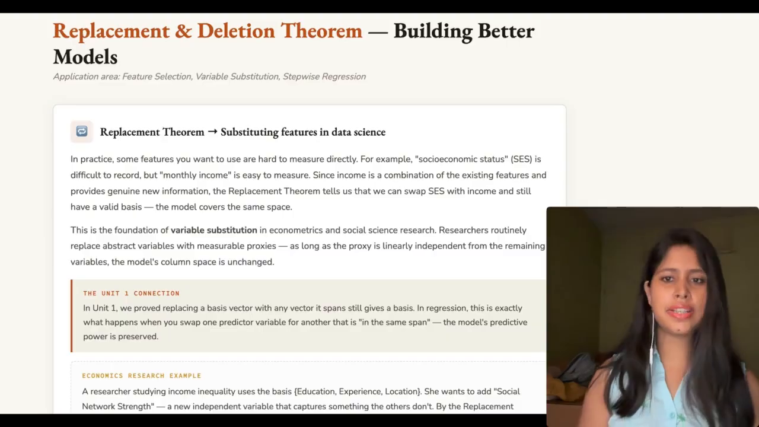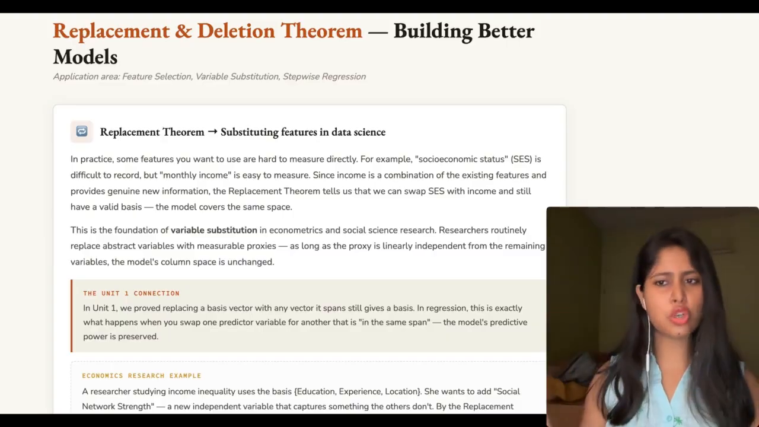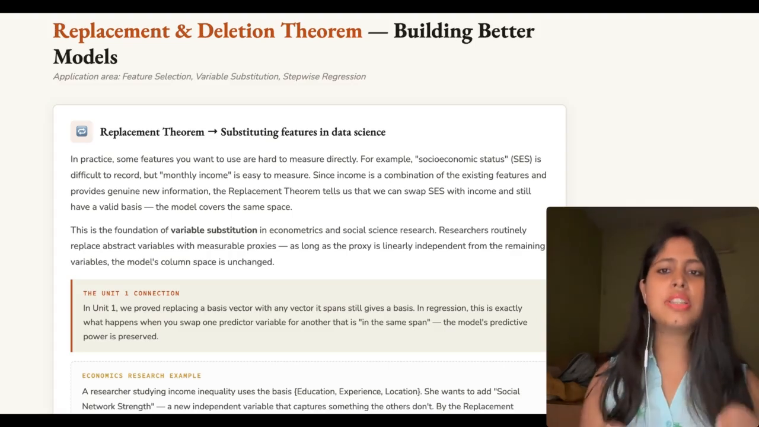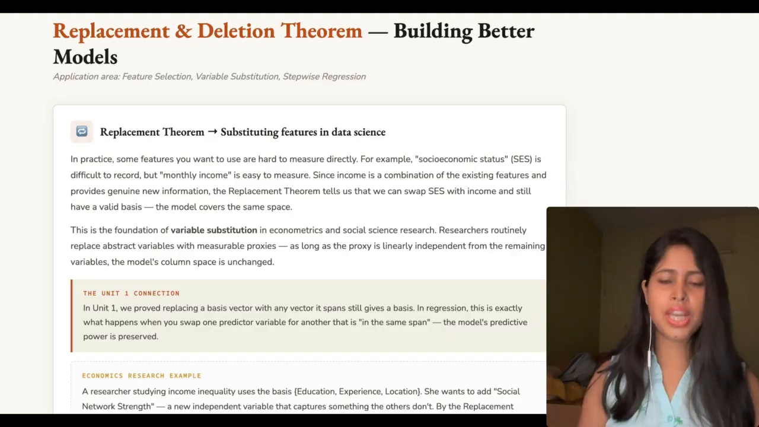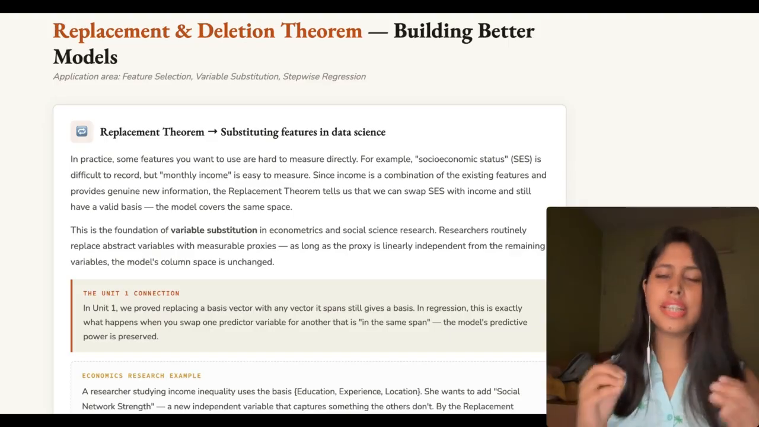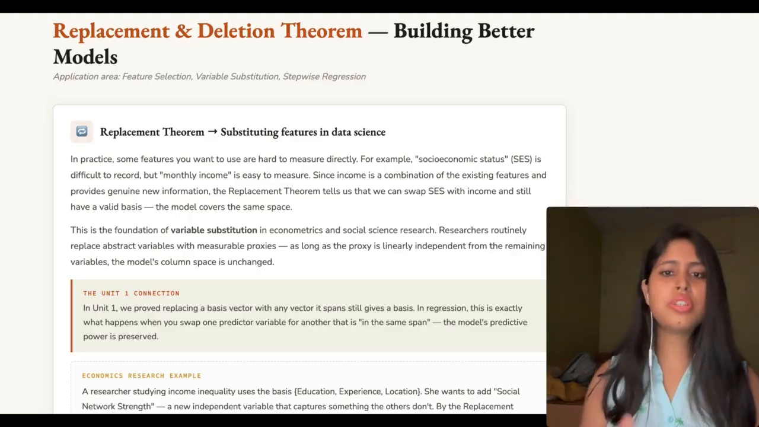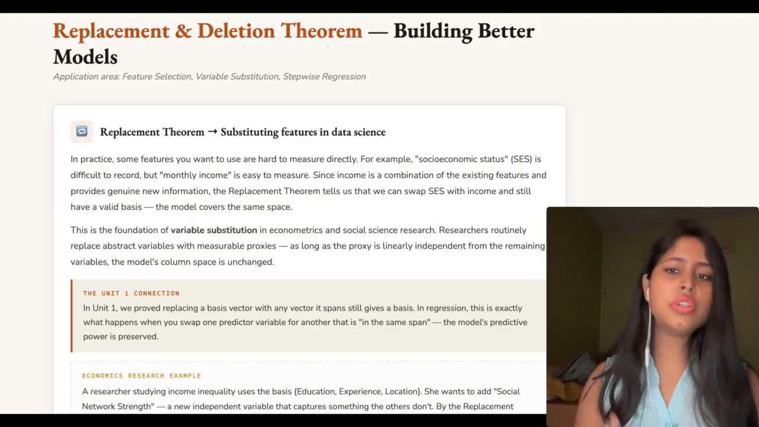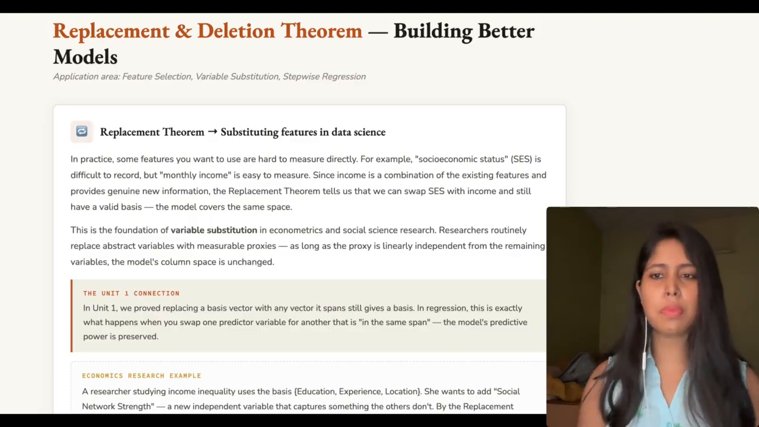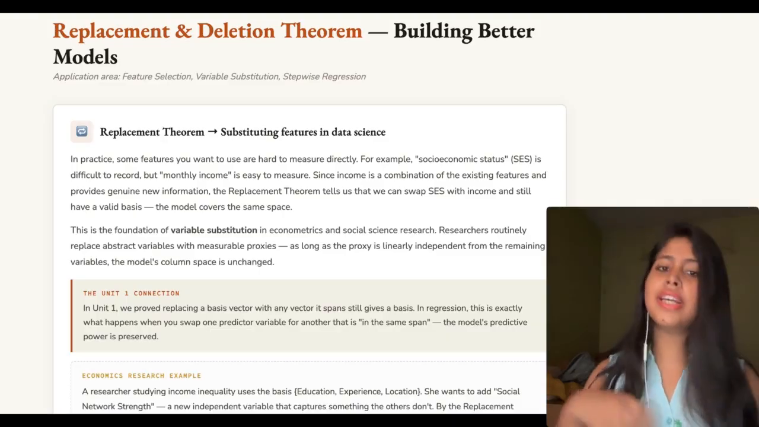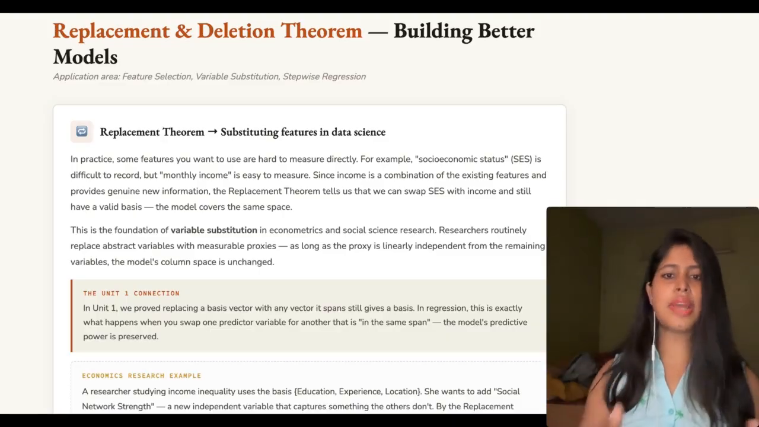In applied statistics, you often start with a large set of features like 20 or 30 variables, and you want to find the smallest subset that still explains the outcome well. Stepwise regression does this iteratively. At each step, it identifies the most redundant variable, the one whose information is already captured by the remaining variables, and then deletes it. Then it checks again and again deletes it. So this is the stepwise regression.